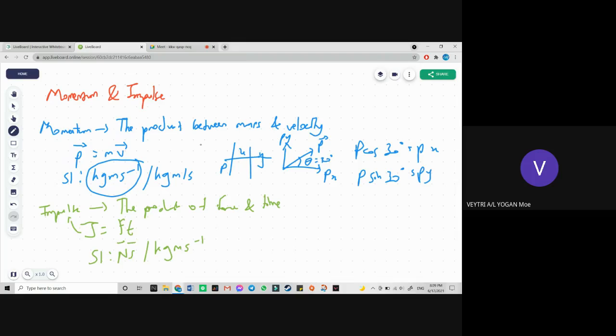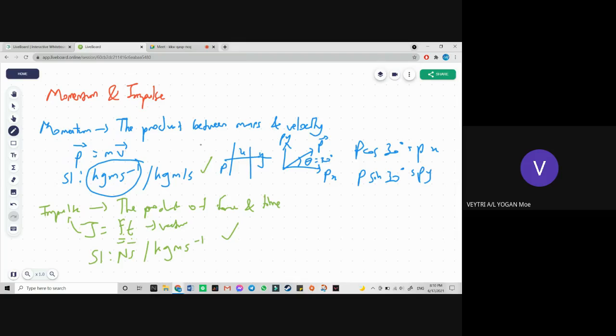Don't forget, impulse also is a vector quantity. Why do I say so? Because force is a vector quantity. Definitely, when force is a vector quantity and time is not, the type of quantity of impulse will be a vector quantity. Okay, that is basically for impulse. We are going to learn a little bit more about it, and relate this for your calculations.